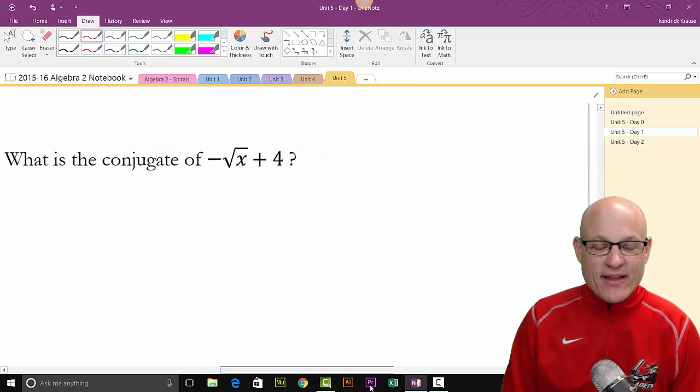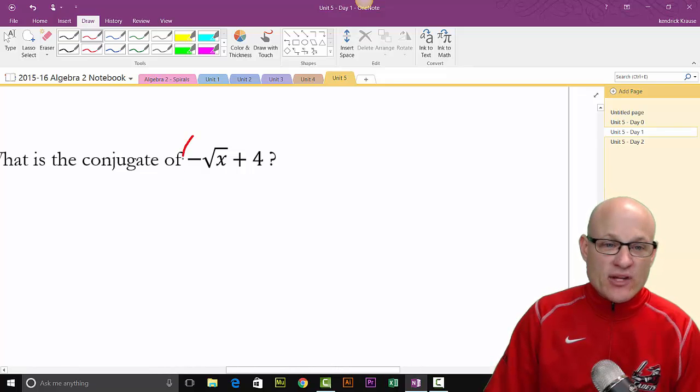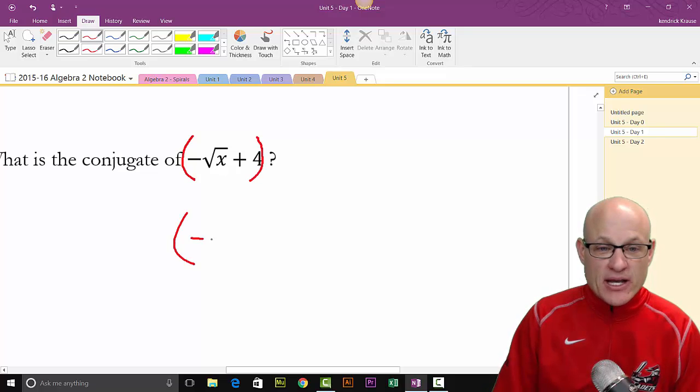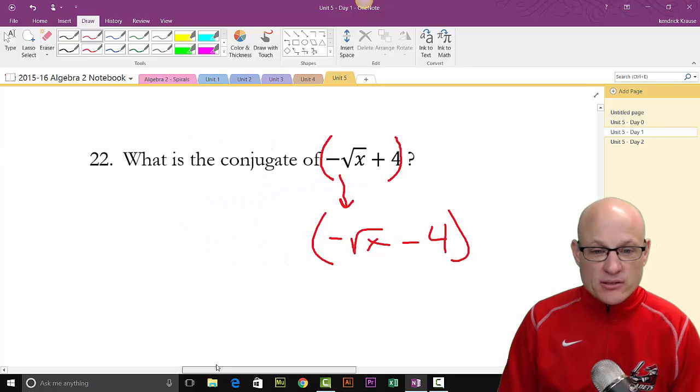What is the conjugate of that? What is the conjugate of this? Remember, conjugates are the exact same thing with a different sign in the middle. So the conjugate of this would be negative radical x minus 4. Don't get tricked by that minus there. It's just the opposite sign in the middle.